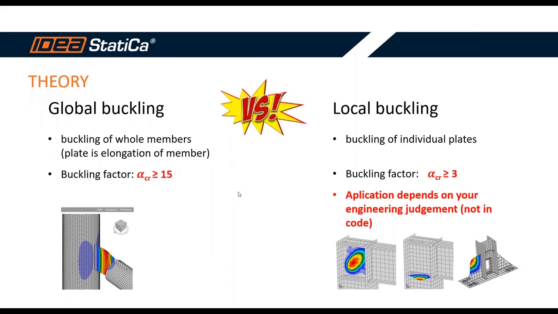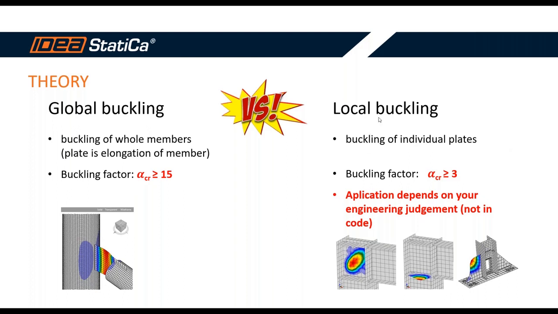I would like to clarify the terms global buckling and local buckling. What does global buckling mean? It is buckling of the whole member. On the picture below, we can see the plate. It is part of the member, an elongation of the member. So it means we are talking about global buckling. In this case, the buckling factor definitely couldn't be under the limit 15.